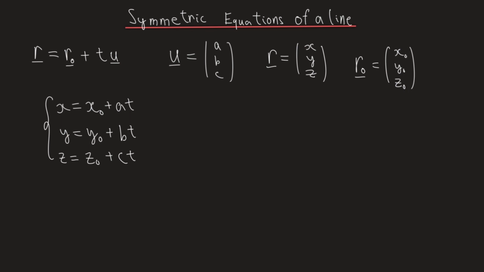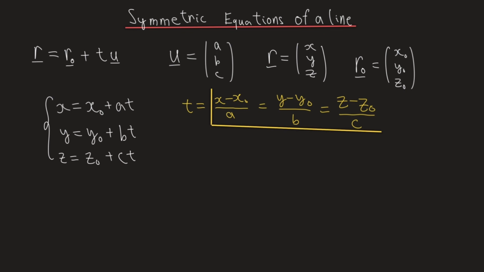What's key here is that if we make t the subject of our three equations, we first get that t is equal to x minus x naught divided by a, and this comes from our first equation. But it also equals y minus y naught divided by b, and finally we have z minus z naught divided by c. And these are what are called the symmetric equations of our line.